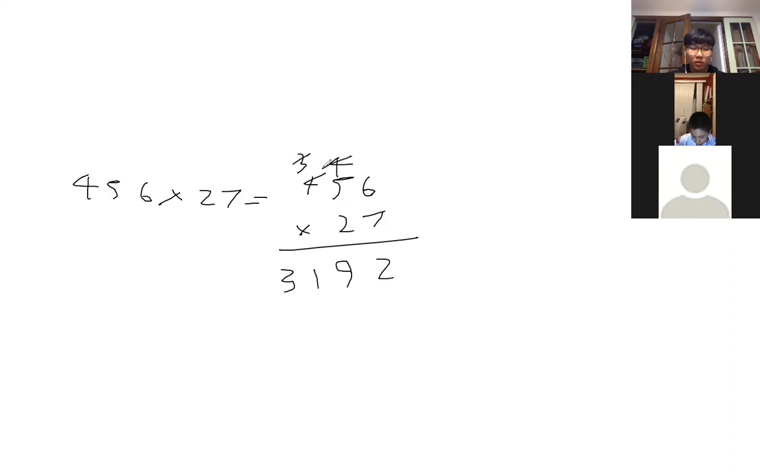Let's cross out the top numbers, add a 0, and then let's start the second line. We do 6 times 2, so that's 12. 5 times 2 is 10, plus 1, that's 11. And then 4 times 2, that's 8, plus 1 is 9. Let's add them all up. 2, this is 11. We add a 1 up there. This will be 3. And then this will be 12. So we get 12,312.